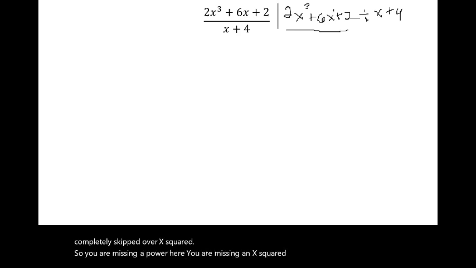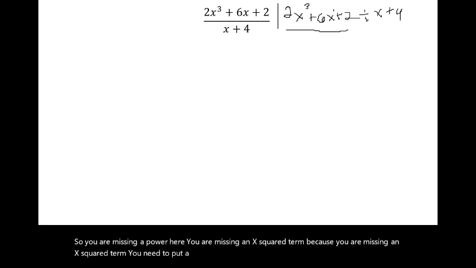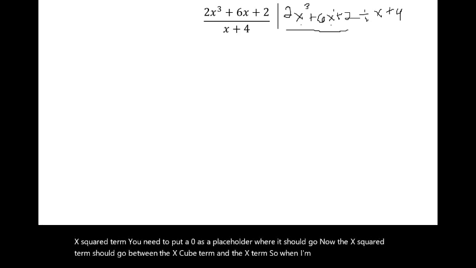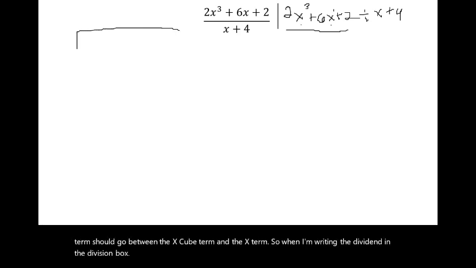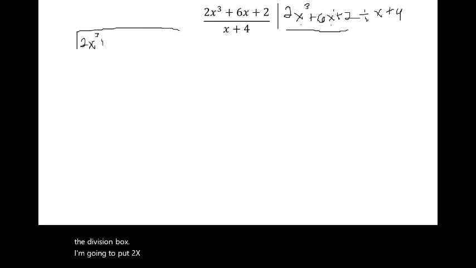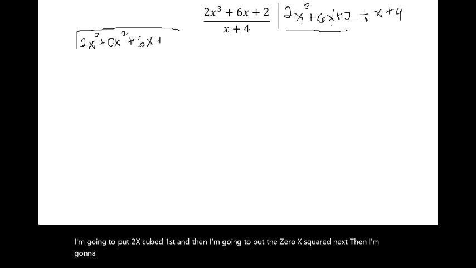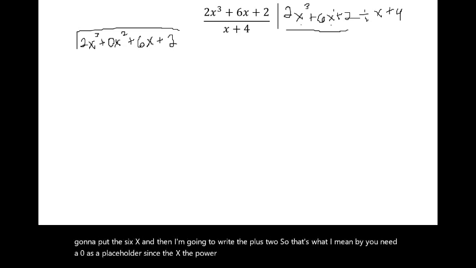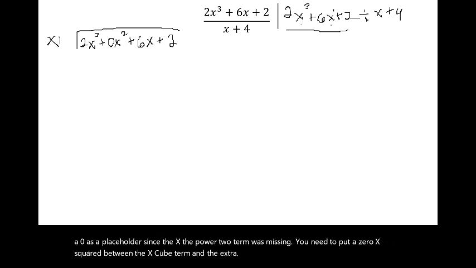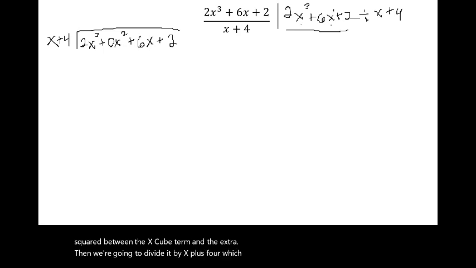Because you are missing an x squared term, you need to put a 0 as a placeholder where it should go. Now, the x squared term should go between the x cubed term and the x term. So when I'm writing the dividend in the division box, I'm going to put 2x cubed first, and then the 0x squared next. Then I'm going to put the 6x, and then write the plus 2. So that's what I mean by you need a 0 as a placeholder. Since the x to the power 2 term was missing, you need to put a 0x squared between the x cubed term and the x term. Then we're going to divide it by x plus 4, which luckily is also in standard form.